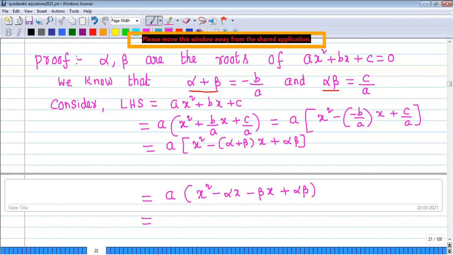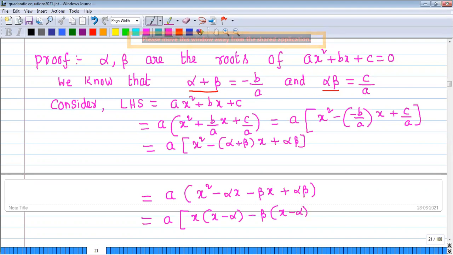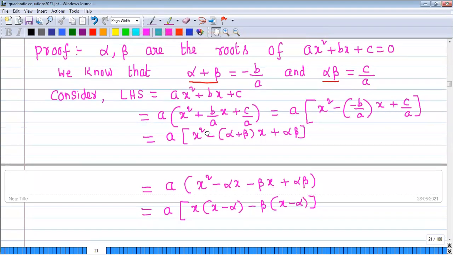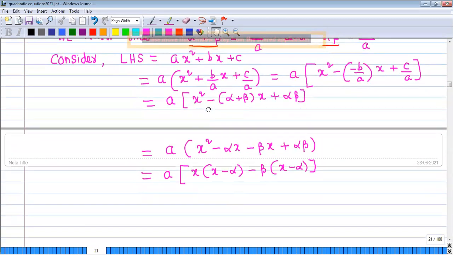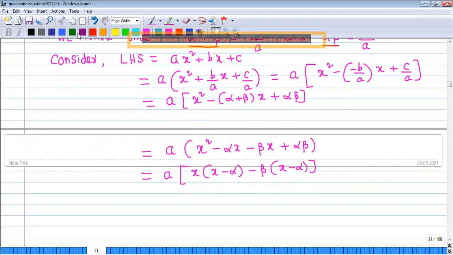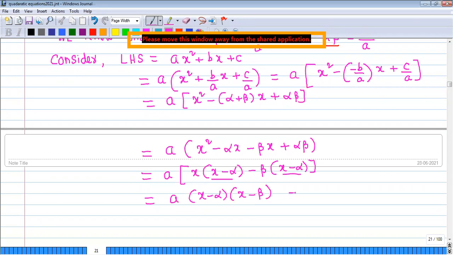So my dear students, you remember from x square minus alpha x, take x common. You get x times x minus alpha. From minus beta x plus alpha beta, take minus beta common. You get x minus alpha. Again, here very interesting. Now you can take out x minus alpha common. If you take x minus alpha common, then what do you get? a times x minus alpha into x minus beta. That's completed. This is RHS.